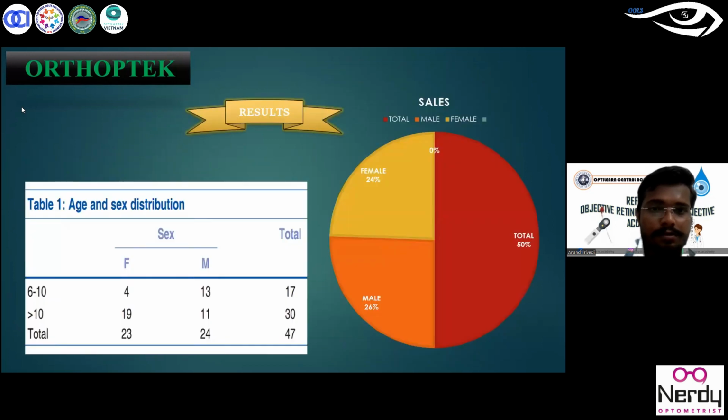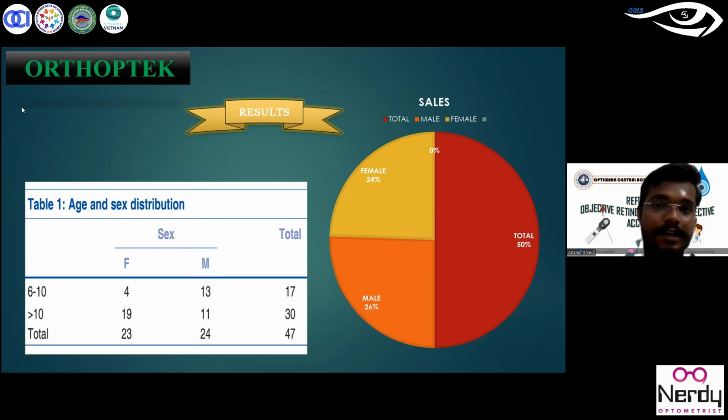Okay, so these are the results. This method was applied in 47 patients, 23 women and 24 men, with a mean age of 14.11 plus or minus 7.13 years. The mean follow-up period was 17 days. Prior to the procedure, 28 patients were orthophoric, whereas after the procedure, 30 had orthophoria.